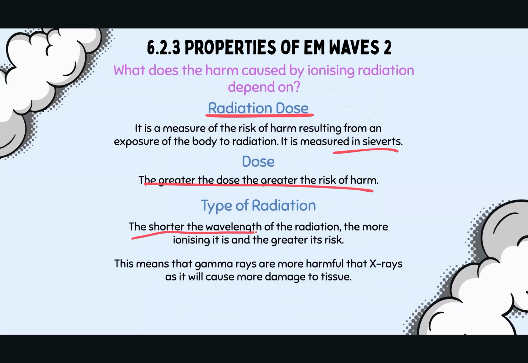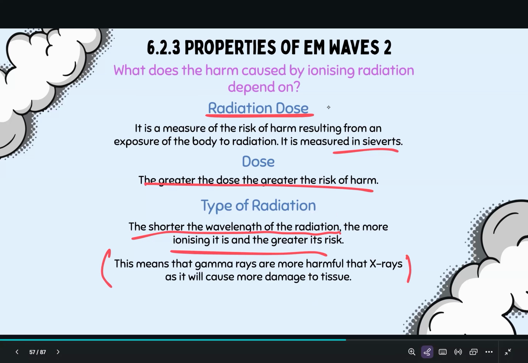The shorter the wavelength of the radiation, the more ionizing it is, and the greater the risk. So you've got gamma rays, which are very short wavelength, and X-rays, very short wavelength. That means they're carrying more energy. This means that gamma rays are more harmful than X-rays, and will cause more damage to tissue.